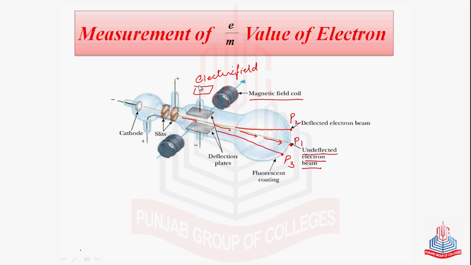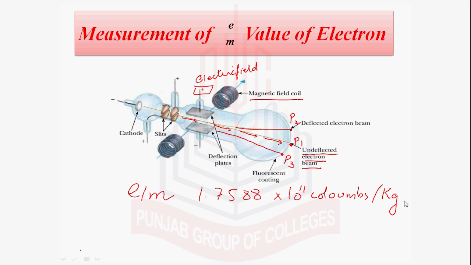Now when both the fields are applied simultaneously, हम इन दोनों fields की strength को adjust कर सकते हैं in such a way that the cathode rays will strike at point P1, और इन दोनों fields की strength के comparison से we can get the e over m value that was determined by J.J. Thomson and its value was found to be 1.7588 × 10^11 coulombs per kg. जिसका मतलब ये है that if we have 1 kg of electrons, then the charge on them will be 1.7588 × 10^11 coulombs.